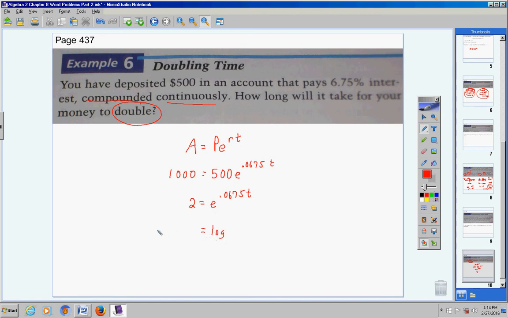Okay, now next, we're going to take the logarithm of both sides. Both sides. And the base is going to be the base of my unknown, remember? Bring down this whole side, 2. Bring down this whole side, 0.0675t. Now, log base e, logarithm base e means natural logarithm of 0.0675t.